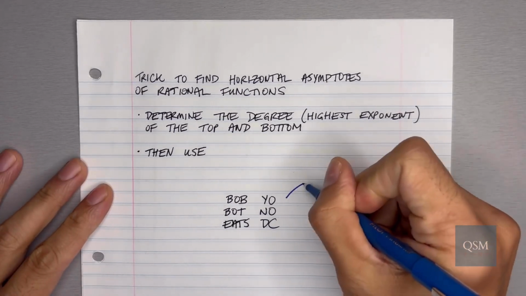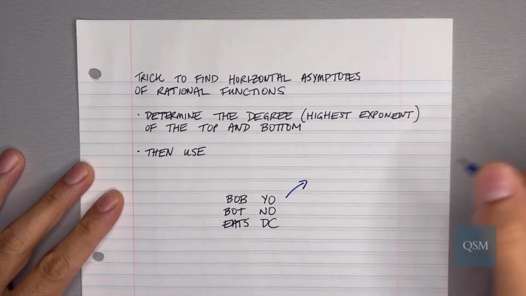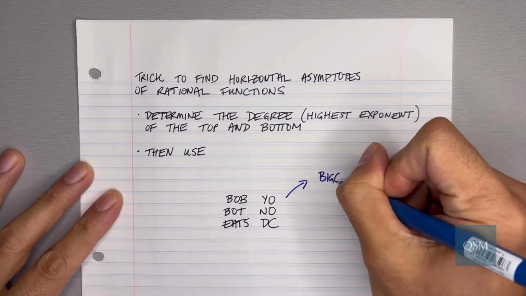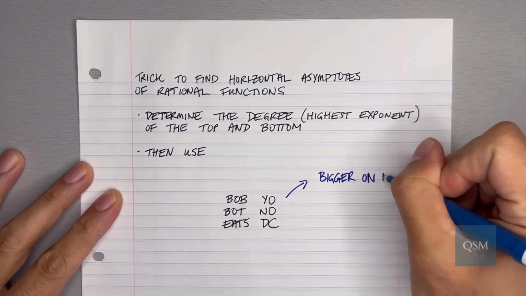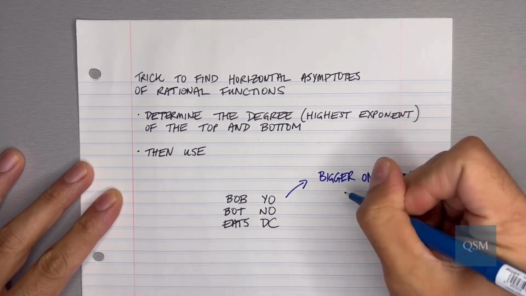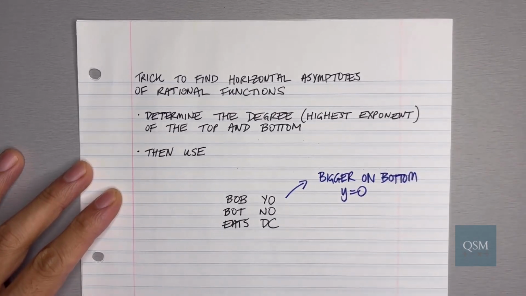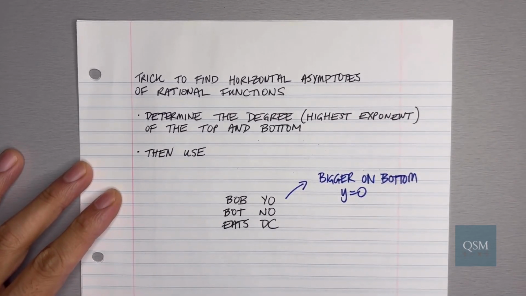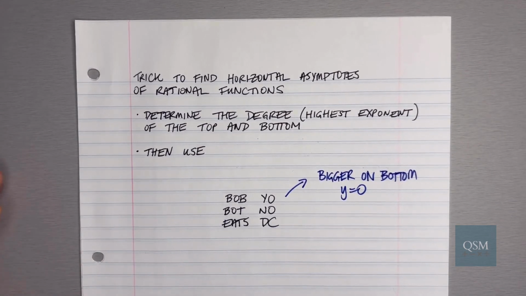Bob yo, start with that. Bob yo means bigger on bottom, y equals 0. And that means if the degree is bigger on the bottom, then the horizontal asymptote is y equals 0. And we'll look at these examples in a second. I just want to go through what the rules are right now.